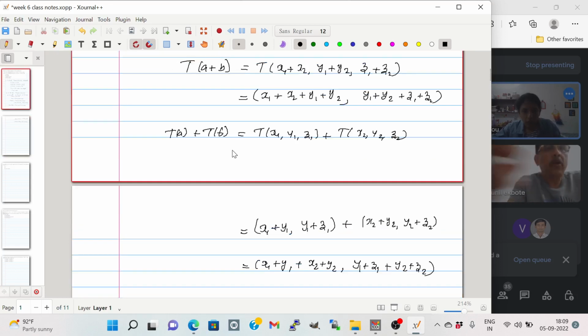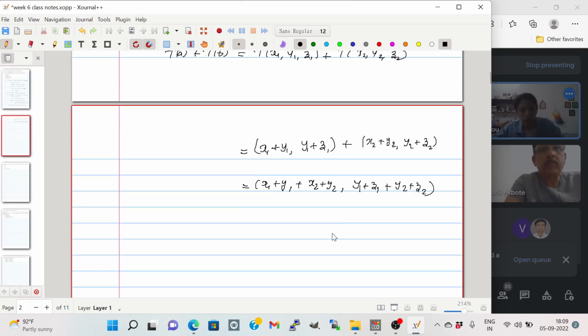Okay, so you can just check. Here T of A plus B we got x1 plus x2 plus y1 plus y2. Here also x1 plus x2. Just the arrangement is different but both are the same value, T of A plus B and T of A plus T of B. Okay, so we are getting T of A plus B equals T of A plus T of B. Okay.